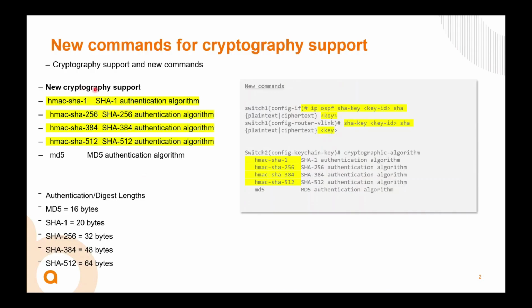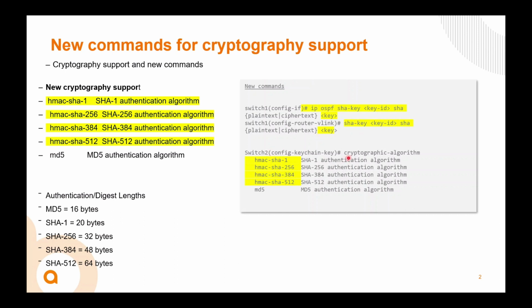So this is what we've got now to complement the MD5 authentication algorithm that we had prior to 10.07. We have the additional inclusion of cryptographic algorithm support for SHA-1, 256, 384, and 512. The new commands under the interface: ip ospf sha-key, the key ID, the SHA, and this will be the password key. We can apply a similar CLI string if we want to set up encryption across a virtual link under an OSPF process ID: sha-key, key ID, SHA, and the key itself.